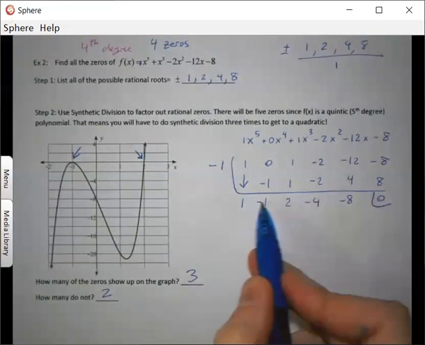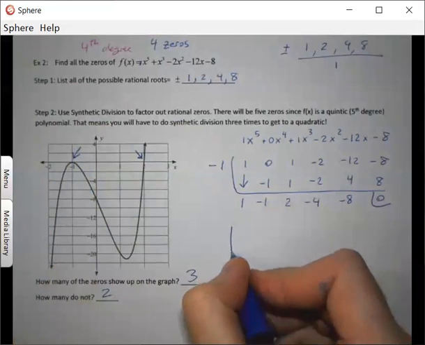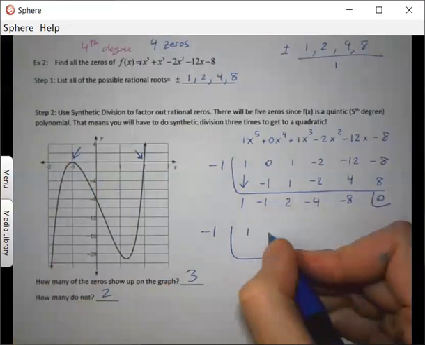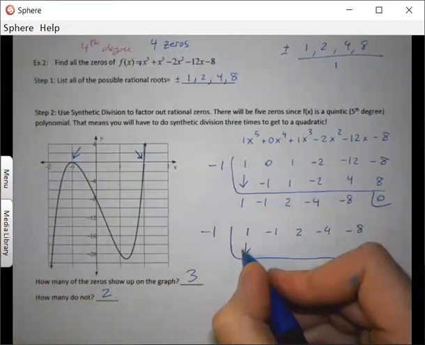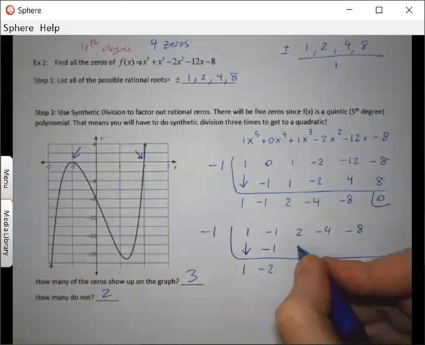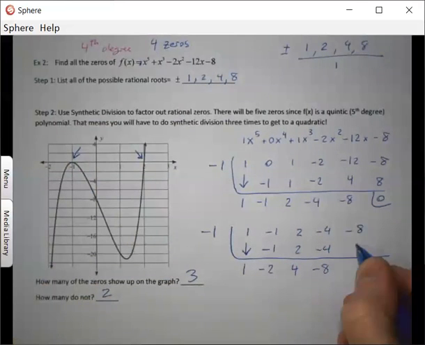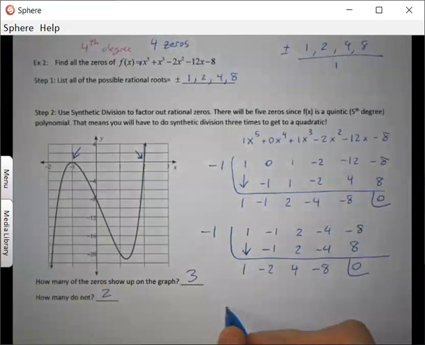This gives me my next set of coefficients. Since -1 is a double root, we're going to use -1 again with our synthetic division. And then these will be my new coefficients. Now I can use the other root I know and use synthetic division one more time. And these will be my new coefficients.